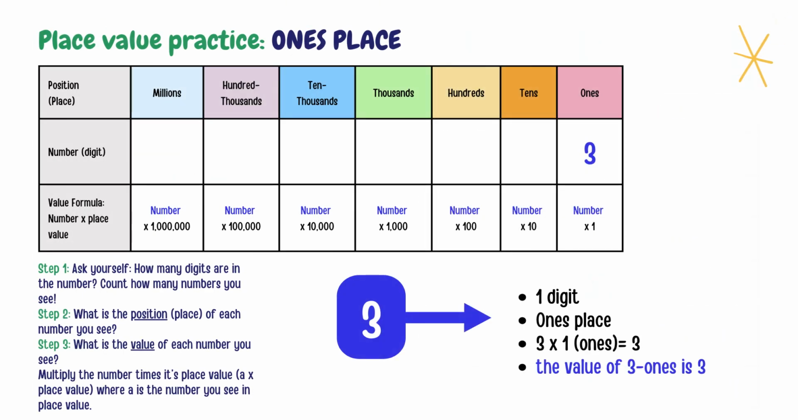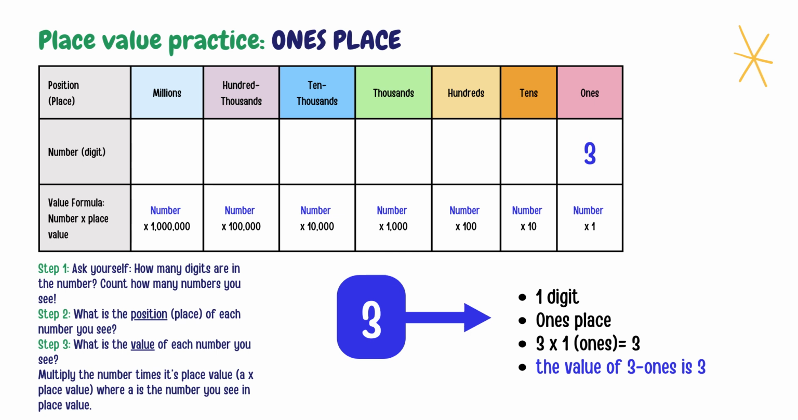For our first example, we're going to practice with the ones place. So here we have the number 3. Using our steps, we ask ourselves, how many digits are in this number? We see that there is only one digit. Next, what is the position or place of each number you see? Because we only have one digit and the number is 3, it will automatically fall into the ones place.